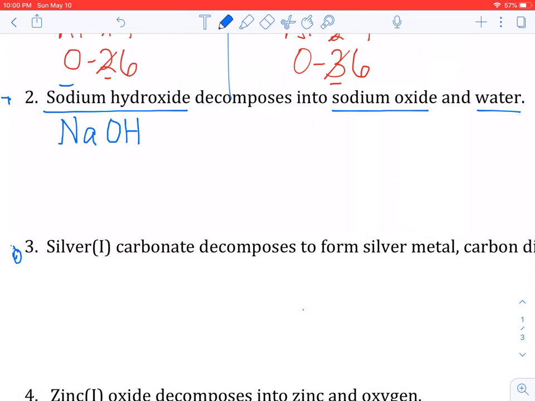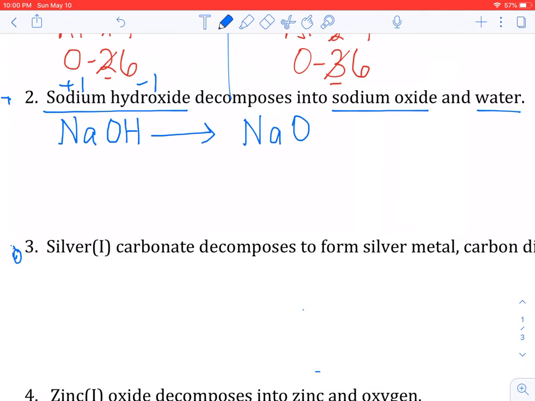Sodium, as we know, being in group 1, has a charge of +1. Hydroxide, from looking it up on my polyatomic list, has a charge of -1. So that means that these 2 together already have a 0 charge for the compound, so I don't need to do anything else with that. Sodium hydroxide now is going to decompose or break down into 2 things. Sodium, which again, Na, and then oxide is oxygen, right? Just change the ending to "ide."